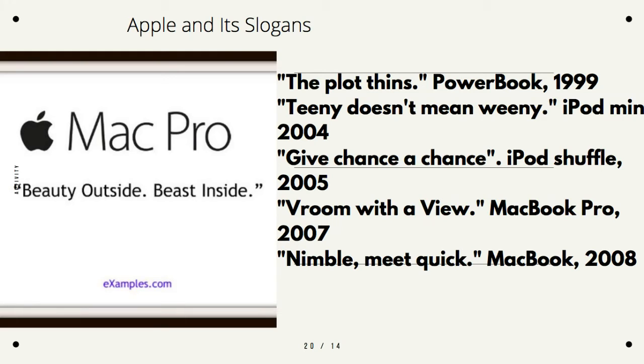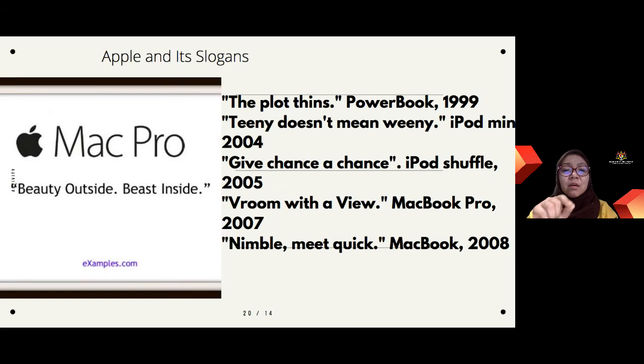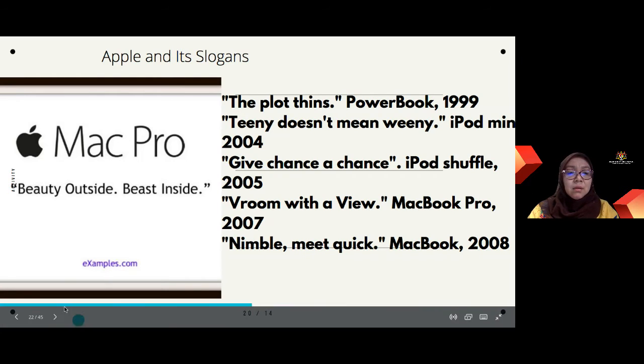Okay? Give chance a chance. Again, this is tautology. Give chance a chance. Room with a view. You know the book A Room with a View? It becomes room, broom with a view. And there's the alliteration of v and v. Nimble, meet quick. You know the rhyming, be nimble, be quick. Jack jump over the candlestick, right? So again, it's there. These are all figurative language that literary texts also embed in their works, right?